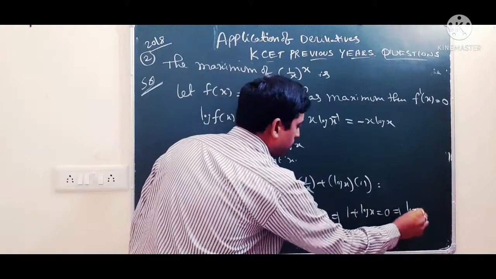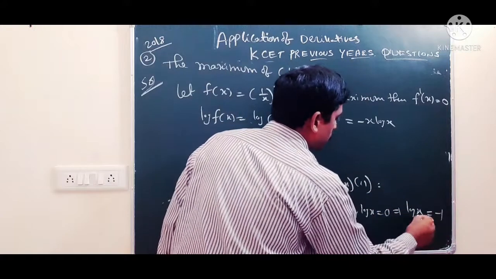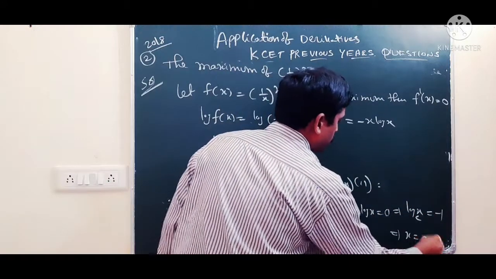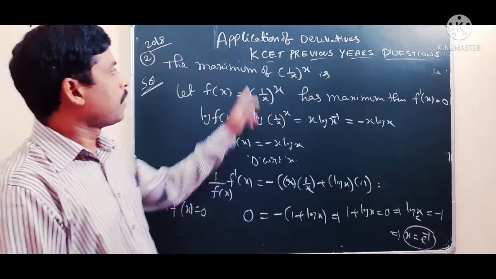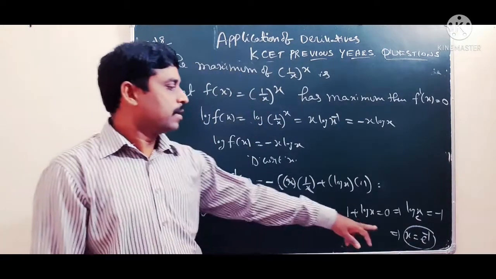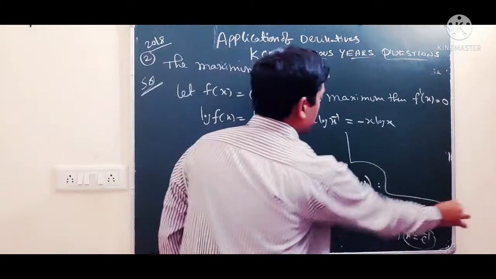Therefore log x is equal to minus 1. Therefore x is equal to e inverse. So the x value is e inverse. But our target is the maximum value, so put the expression e inverse in the statement. So what is required?